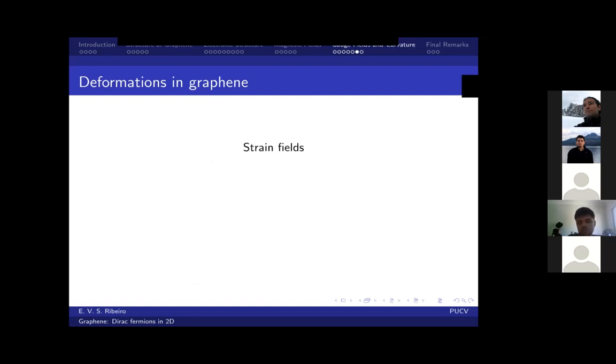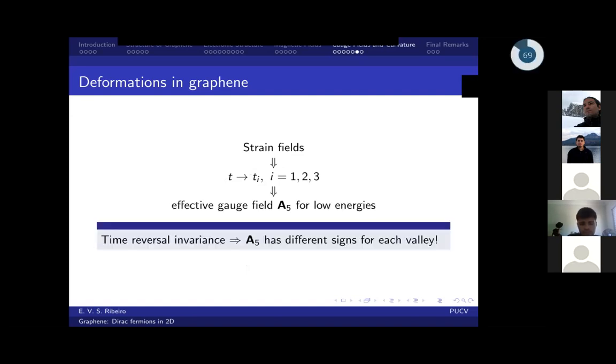So more generally, we can think the same way for strain fields, for example. The strain fields will induce corrections in the hopping parameter. It will not be constant anymore, and it will, in fact, depend on the direction. For example, if you make one uniaxial strain and make one of the bond directions smaller, this will change the hopping parameter in one direction, and the other will remain constant. And we can actually show that this change in the hopping parameter will bring us also an effective gauge field for the low energy.